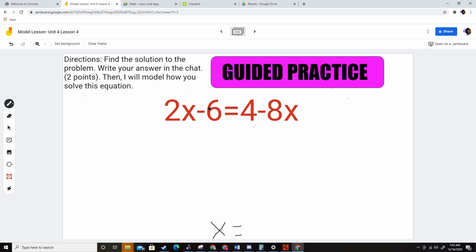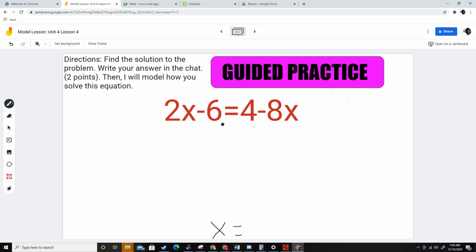First step, we want to get all of our variables on one side, all of our constant terms on the other side. Remember, your variables, those are obviously the letters that we're seeing in our problem. Your constants, those are anything that does not have a variable attached to it. So something that's to the right of it, sorry.